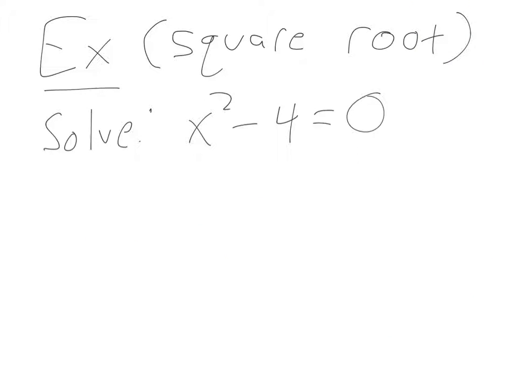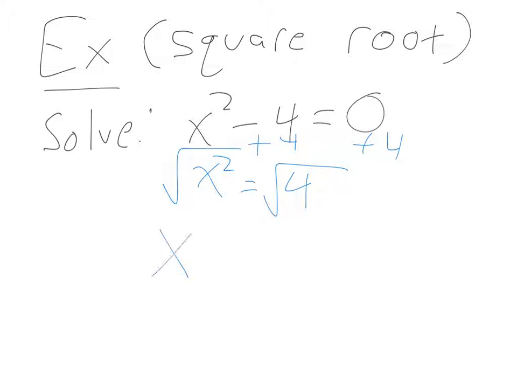Here's an example of what I was talking about earlier about using the square root. Okay, if I give you something like x squared minus 4 is equal to 0, you just add 4 to both sides. So you have x squared is equal to positive 4. Take the square root, so x is equal to positive or negative 2.